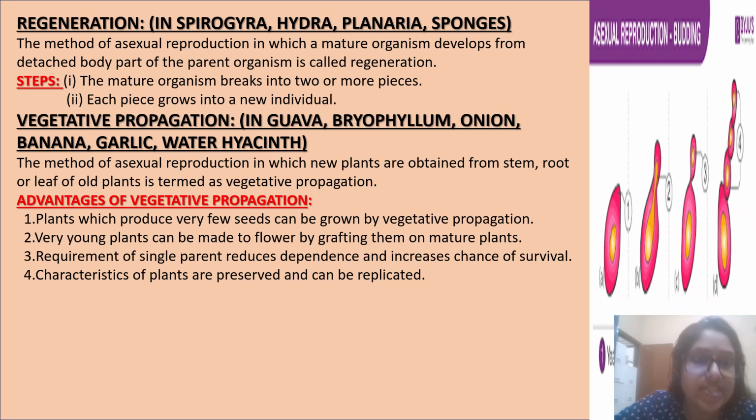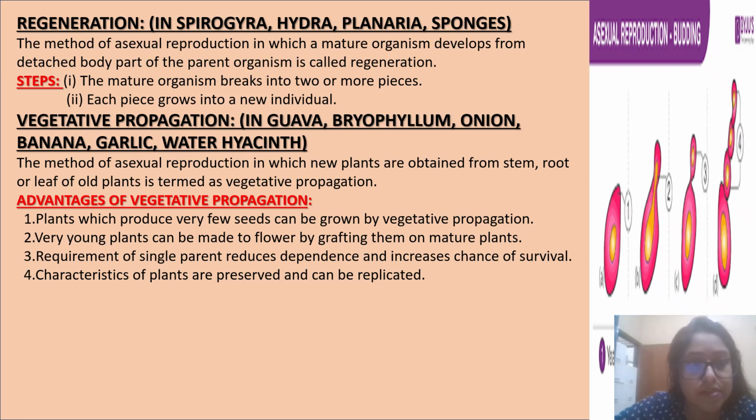Next type is regeneration, which is seen in Spirogyra, Hydra, Planaria, and sponges. The method of asexual reproduction in which a mature organism develops from a detached body part of the parent organism is called regeneration. Steps. The mature organism breaks into two or more pieces. Each piece grows into a new individual.